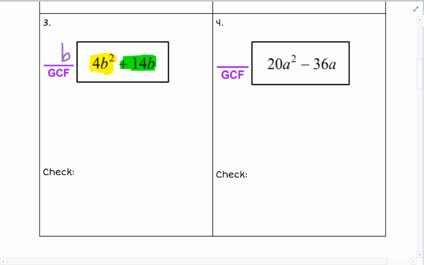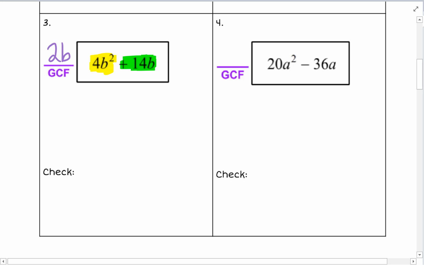But what about the numbers? Is there a number that's in common with 4 and 14? So it looks like our greatest common factor, as far as the numbers is concerned, would be 2. All right, the GCF of this rectangle area is 2b.